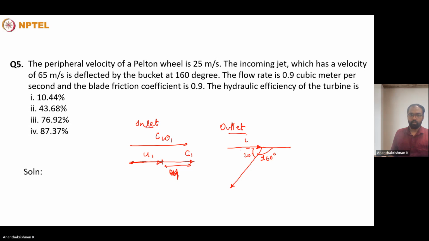This is U2. In this case of Pelton wheel, U1 is equal to U2. This is the actual velocity C2.